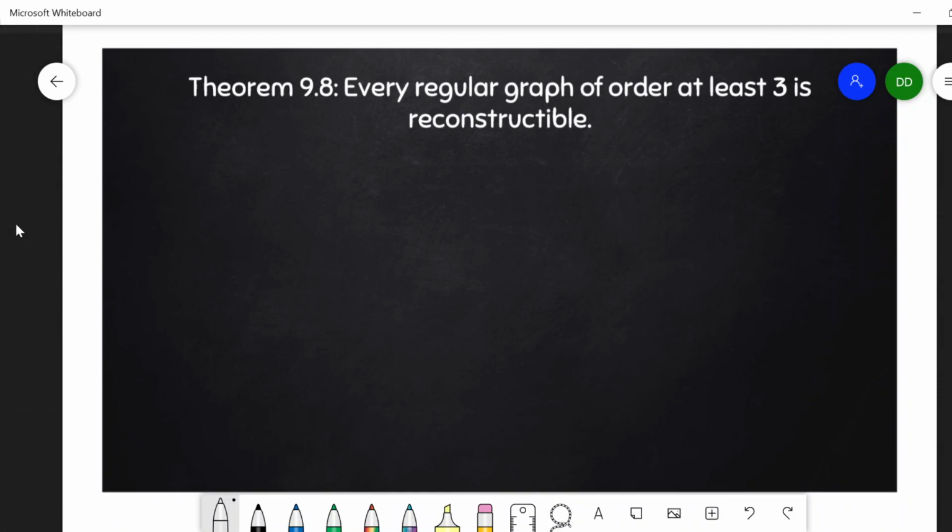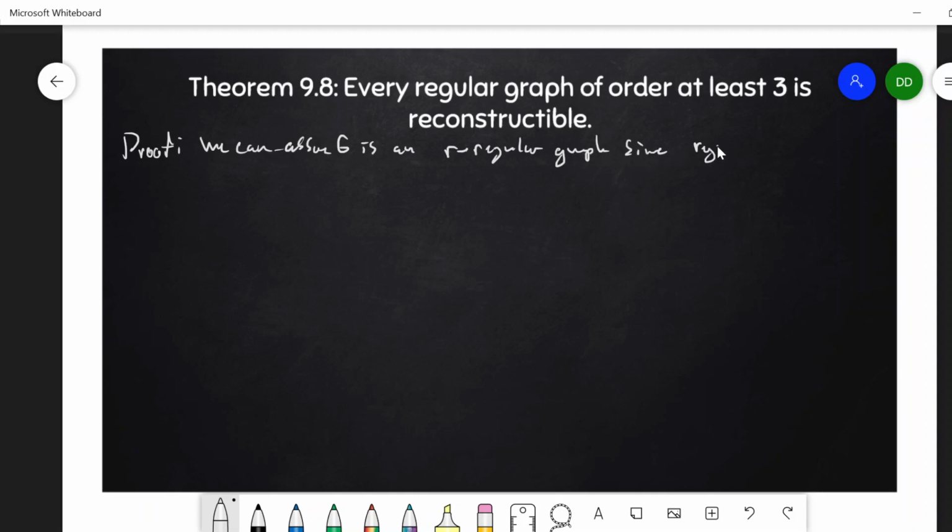Well, the idea is not too difficult here. Since we can recognize that it's regular, we can assume without loss of generality that G is an R regular graph, since regularity and degree of regularity are both recognizable. Okay, so we have an R regular graph.